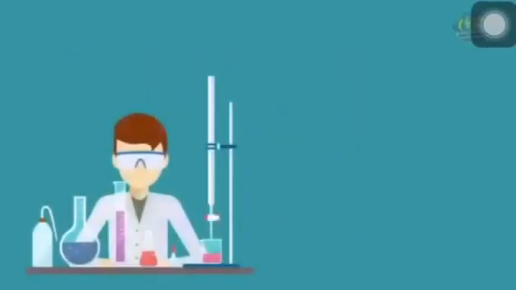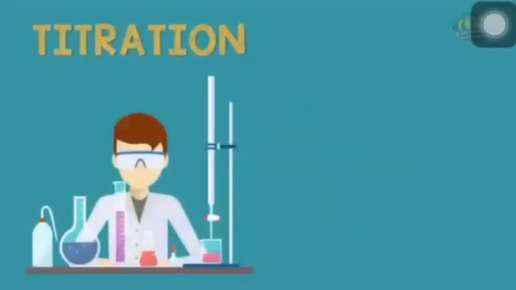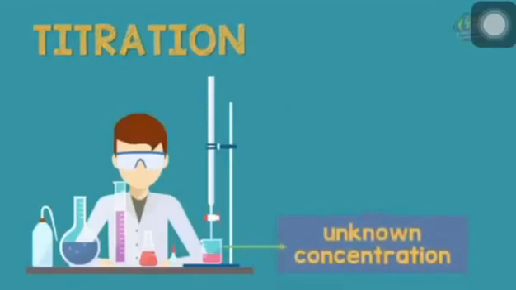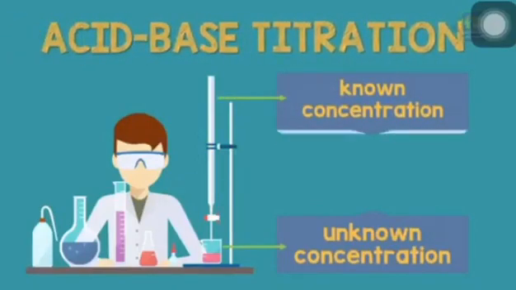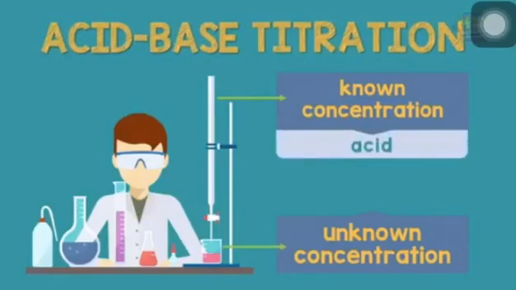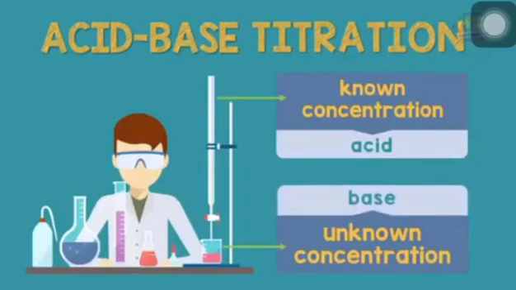One famous laboratory method is titration. Chemists use this method to quantify the unknown concentration of a solution by reacting it with a solution of known concentration. In an acid-base titration, the acid may be the solution with known concentration, and it is reacted with a base of unknown concentration to determine its concentration, or vice versa. So titration is done just like this.